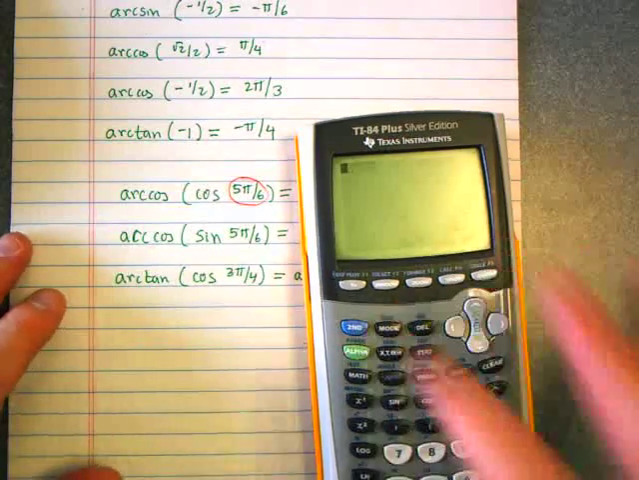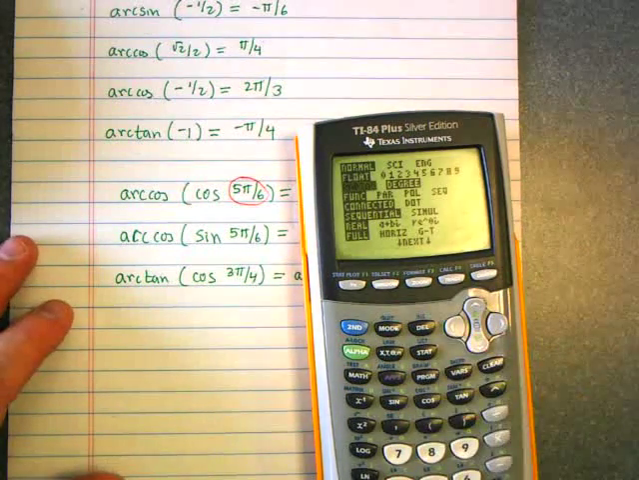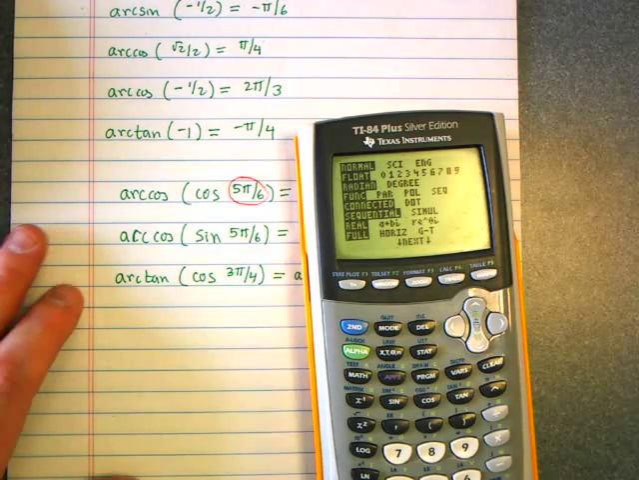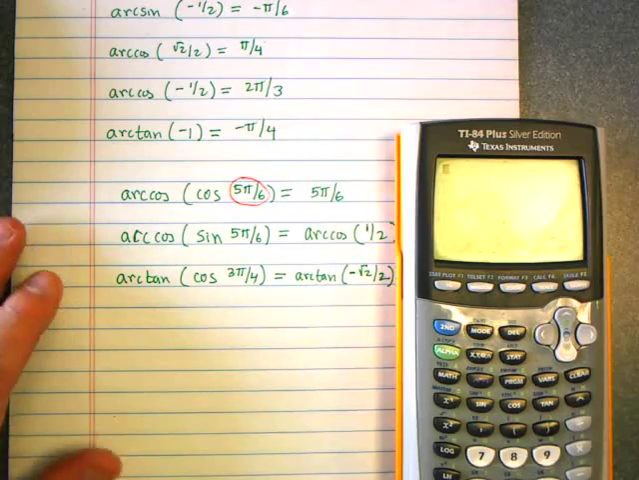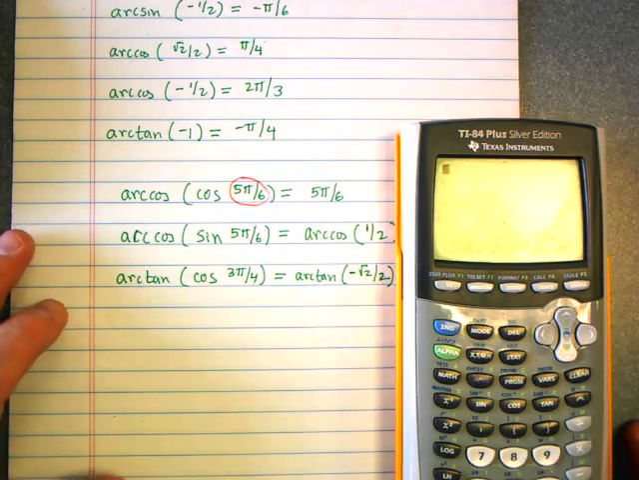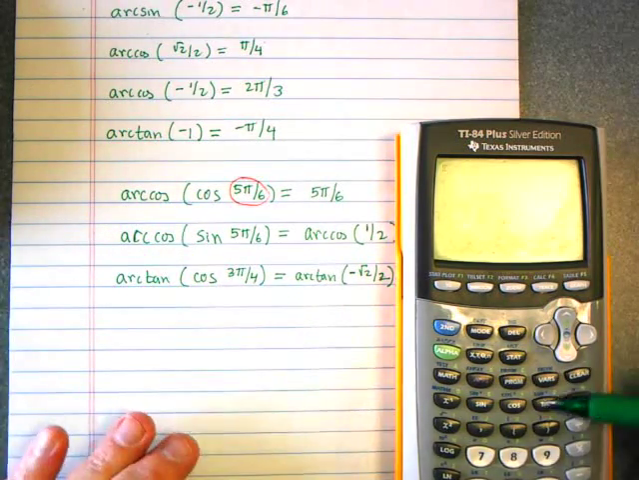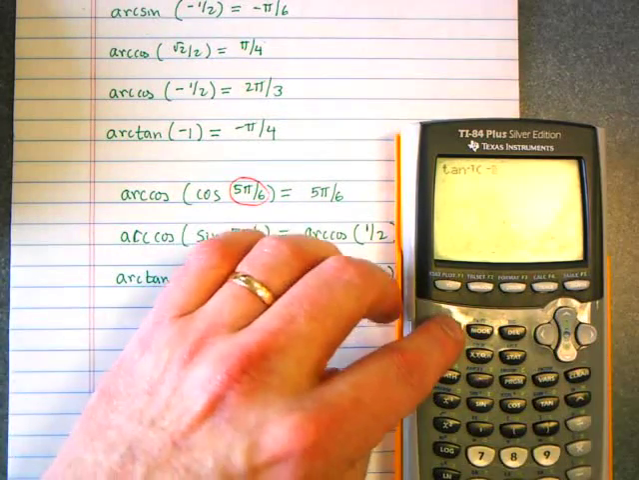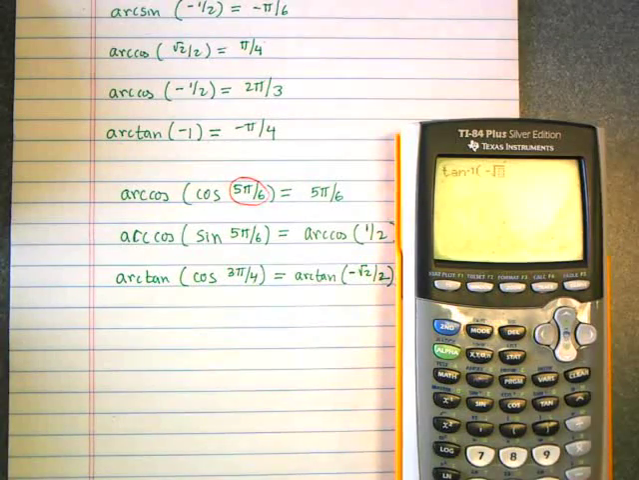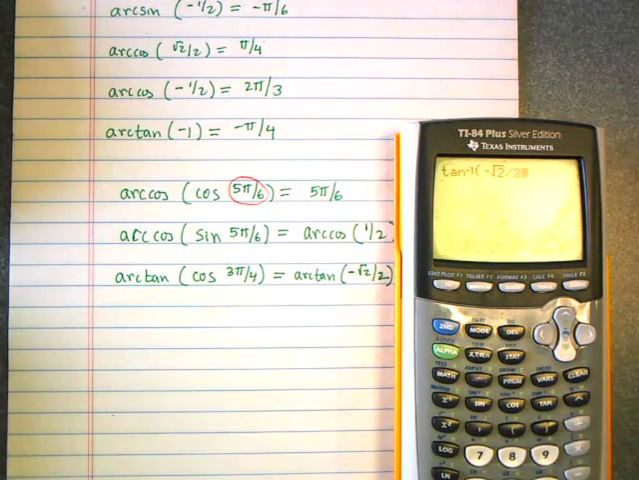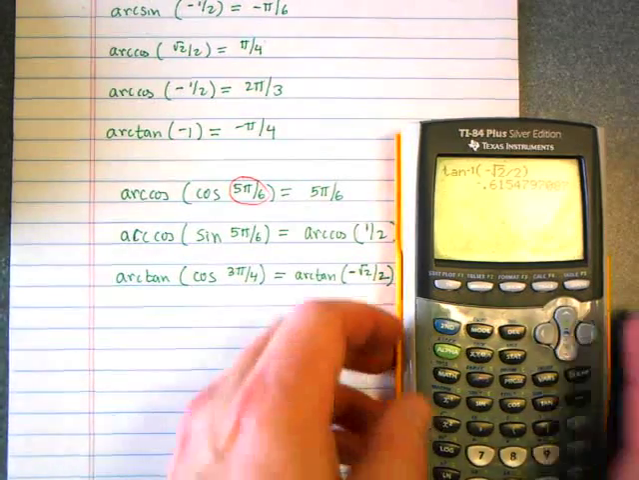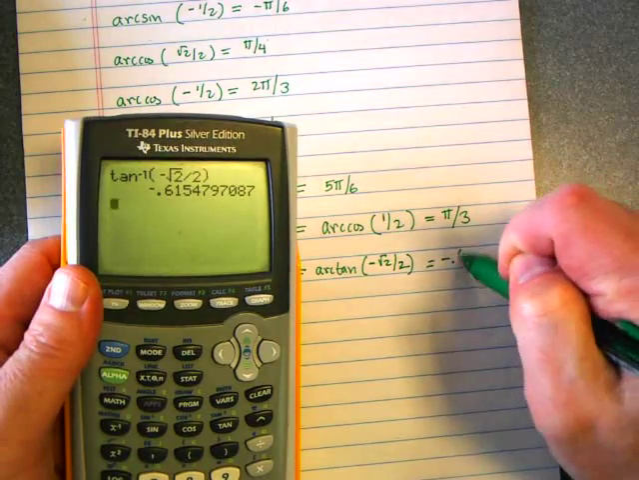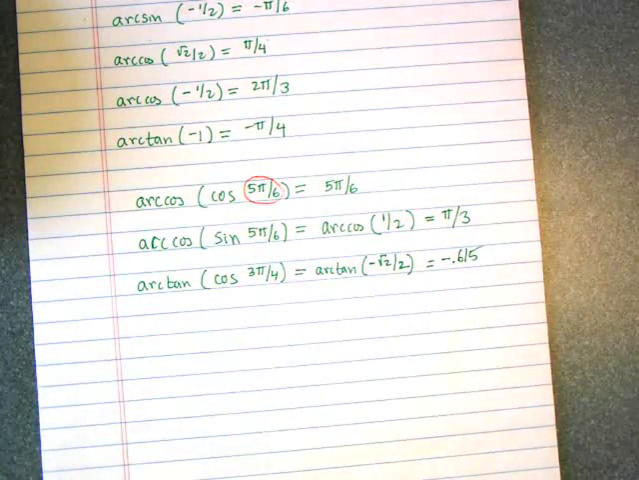All right, first thing I'm going to do is I hit the mode button and make sure I'm in radians. For some reason I'm in degrees. I don't know why I was. Switch it to radians. So I'm going to hit arc tangent. Where's the arc tangent button? It's right above tangent. It's right on the same button. So arc tangent of negative square root of 2 divided by 2. And I would write that answer down. Equals negative 0.615 rounded to 3 decimal places.